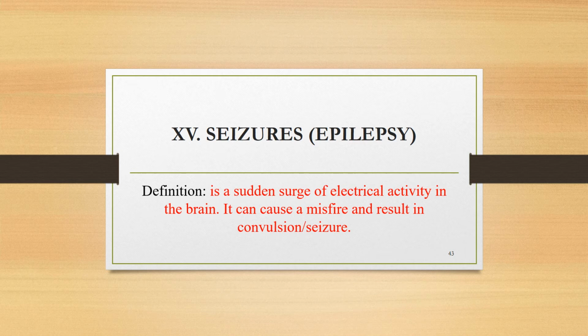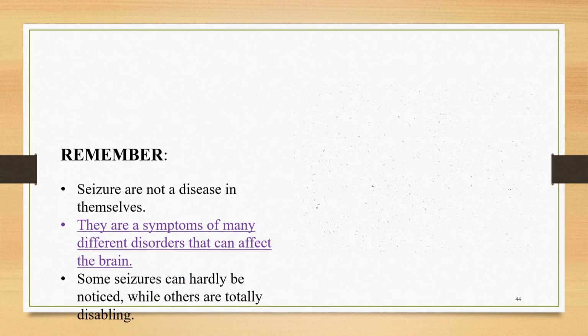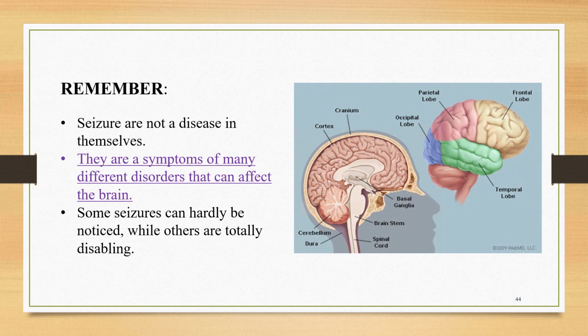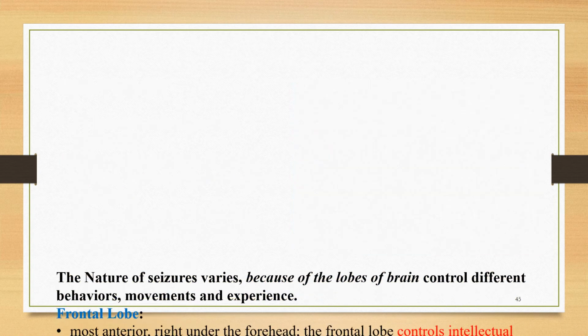Seizures or epilepsy is a sudden surge of electrical activity in the brain. It can cause a misfire and result in convulsions or the seizure. Remember, seizures are not a disease in themselves. They are a symptom of many different disorders that can affect the brain. Some seizures can hardly be noticed, while others are totally disabling.